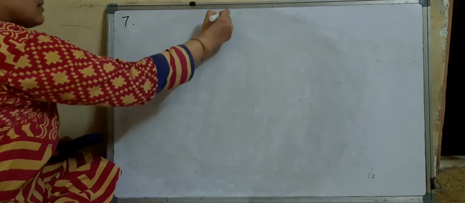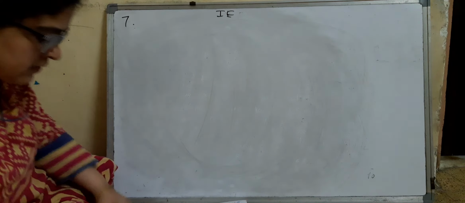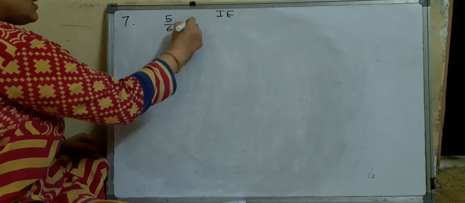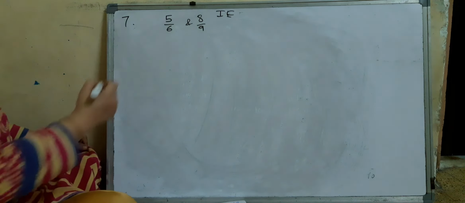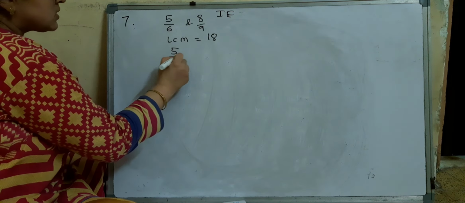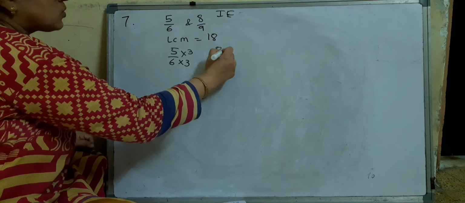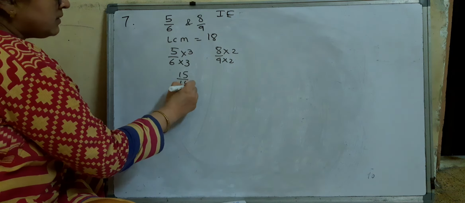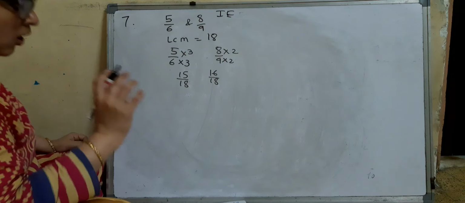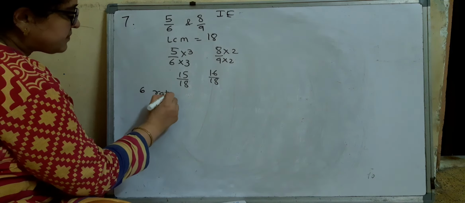Now the 7th question. Insert the 6 rational numbers between 5 upon 6 and 8 upon 9. So 5 upon 6 and 8 upon 9. First, the LCM of 6 and 9 is 18. So 5 upon 6 multiplied by 3 over 3, and 8 upon 9 multiplied by 2 over 2. So 15 upon 18 and 16 upon 18. Right? Now how many rational numbers do you require? 6. So 6 rational numbers are required.